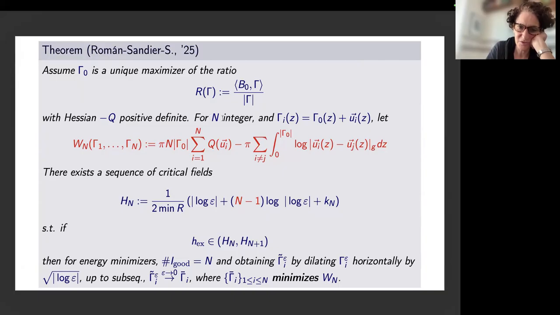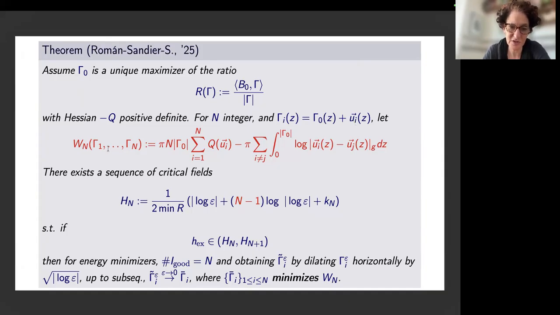And we define, so given n, a number of curves, we're going to describe the curves in the frame of gamma naught. Okay, so that's the frame of gamma naught. So u_i will be these vectors that correspond to the position of the curves in that frame. It's a sort of curved coordinates, right?